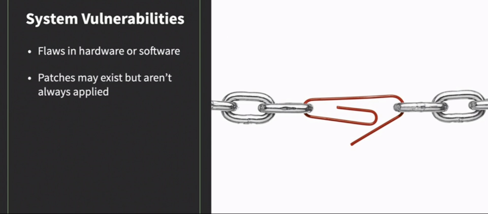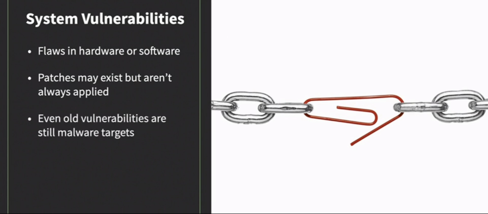Usually patches exist to fix these vulnerabilities, but users and organizations don't always apply these patches in a timely manner, leaving themselves exposed. And even old vulnerabilities are still targeted by malware attackers. In 2020, a Microsoft vulnerability first identified back in 2012 was still included in the FBI's list of the top 10 most exploited security flaws.